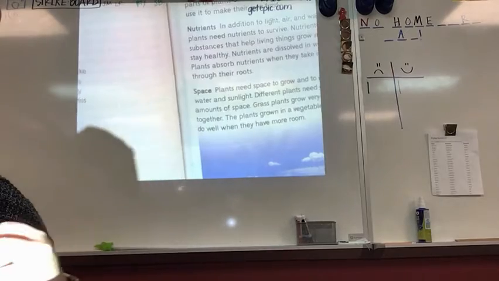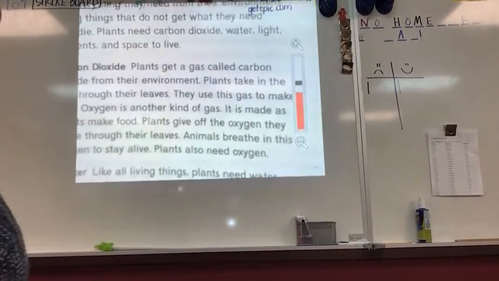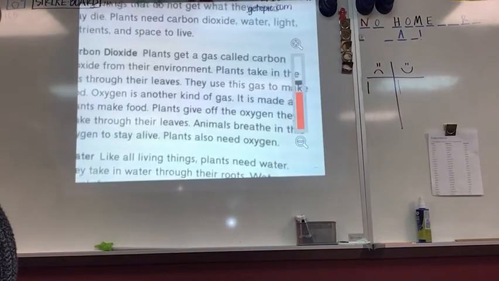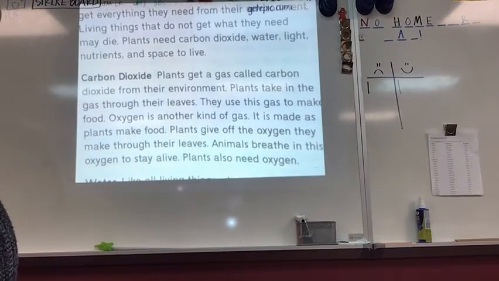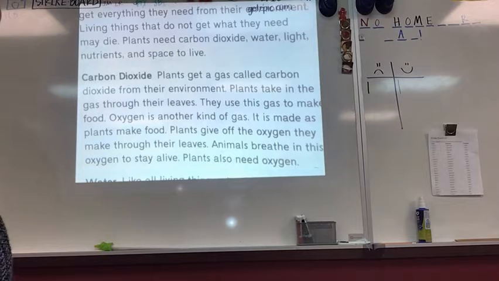In the carbon dioxide section, who sees some evidence in here that tells us how they provide oxygen for animals? Who thinks that they have found the evidence that proves how they help get oxygen for our animals? Hadley: Animals breathe in this oxygen to stay alive. Ooh, so that tells us yes, animals get the oxygen from the plants. Let's rewind a little bit. Backtrack and find the first sentence, how the plants make the oxygen.